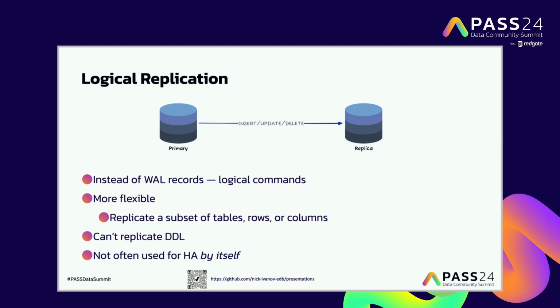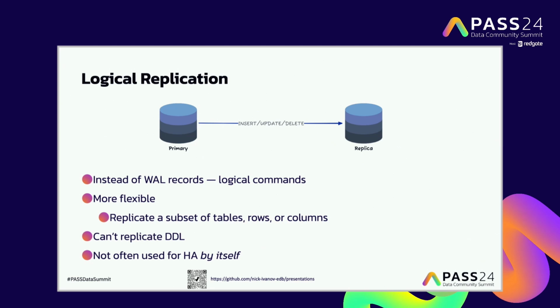So it allows you more flexibility in what you replicate. For example, you can select a subset of tables from the primary that you want to apply on the replica. Or you can filter by rows, by row conditions, or columns that you want to receive, right?